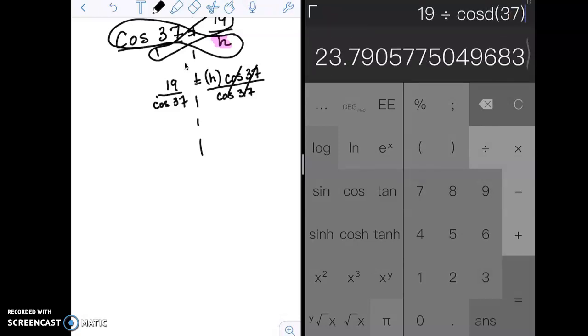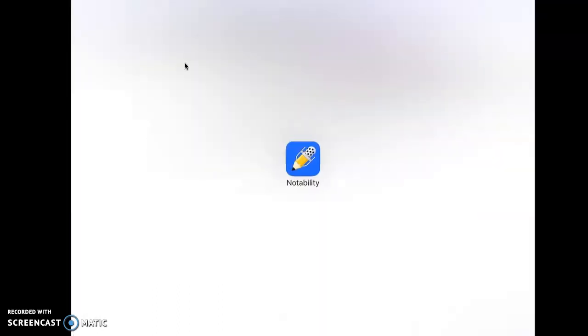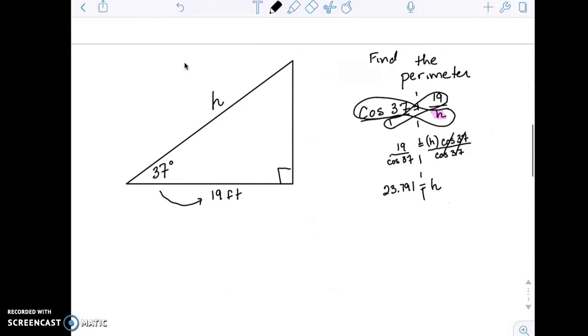My answer is the h value, or the hypotenuse, is 23.791. So 23.791 is my hypotenuse. And it's feet. So some of you may be thinking, well, okay, so now I'll use the Pythagorean theorem to find that missing side. Here's why we do not want to use the Pythagorean theorem. I have estimated the length of the hypotenuse. If I find the missing side using Pythagorean theorem, I'm going to be using an estimated value. I want to be more precise than that.